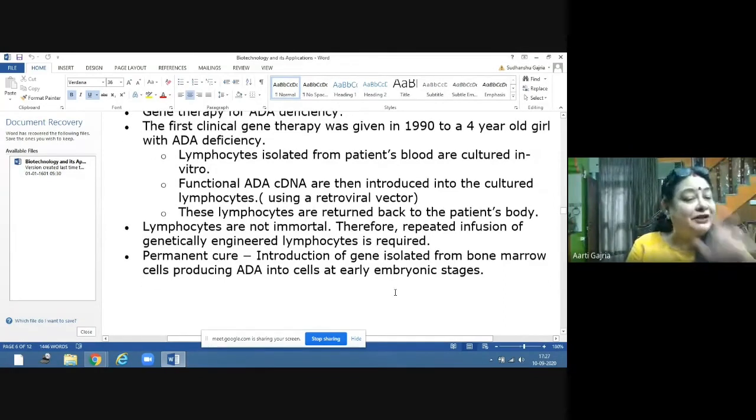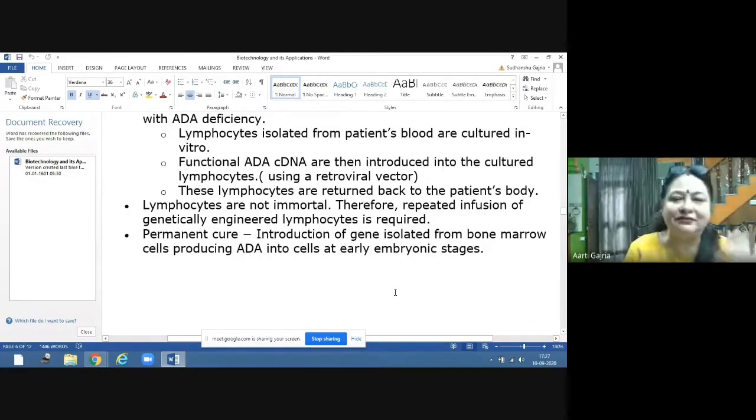But a permanent cure is also not yet being discovered. If we want a permanent cure, then this gene should be introduced at the early embryonic stages, when the stem cells have not yet differentiated into lymphocyte B and lymphocyte T.